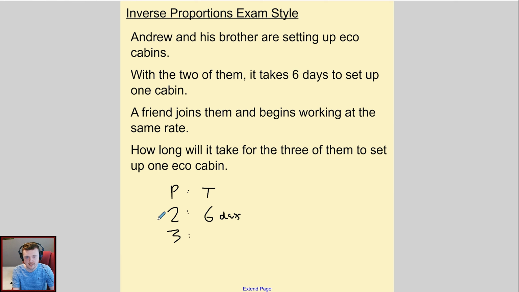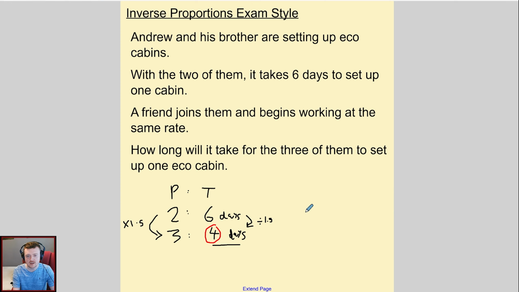From 2 to 3 is times 1.5. 2 times 1.5 is 3. So 6 divided by 1.5 is 4. 4 days. So what we've got is that 3 people only take 4 days to do the same work. So the answer is 4. That's the correct answer, and that's one way of doing it.